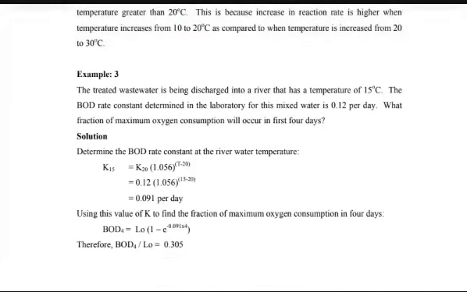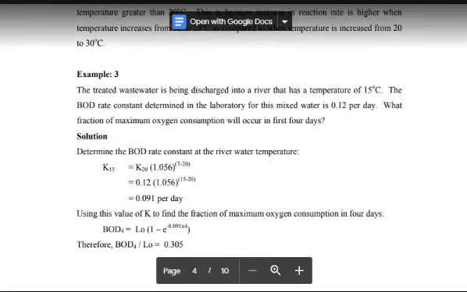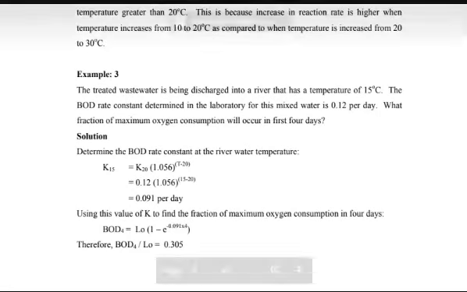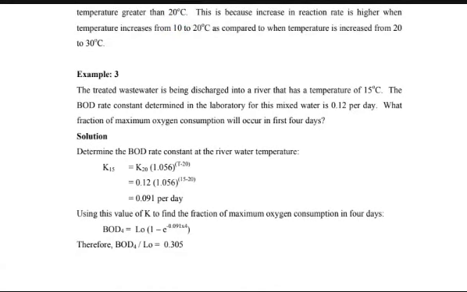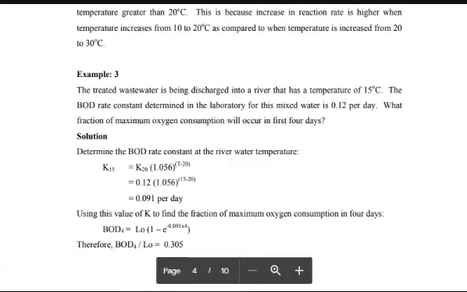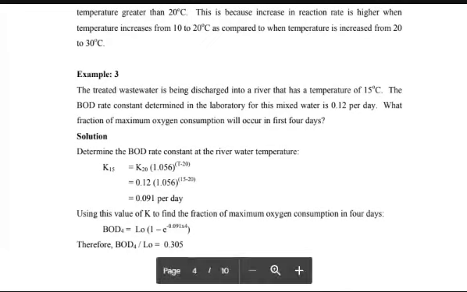So you take this value k at 15 degrees Celsius. Now put in the values: BOD 4, which is the BOD at 4 days, is equal to L0. This is the ultimate BOD, or the initial BOD content, which is not mentioned, but don't worry about it. We are not interested in calculating this part. Into 1 minus exponential of minus k.